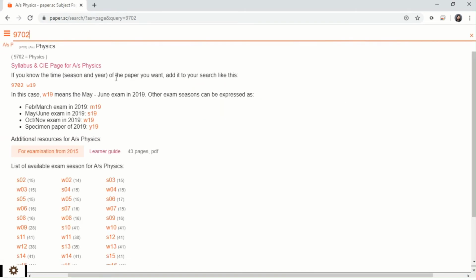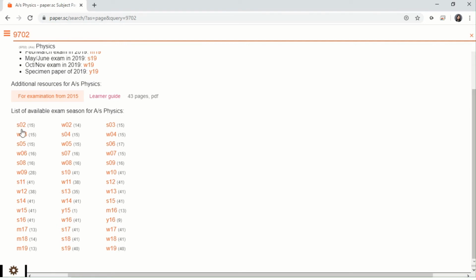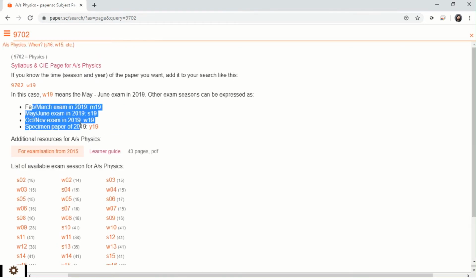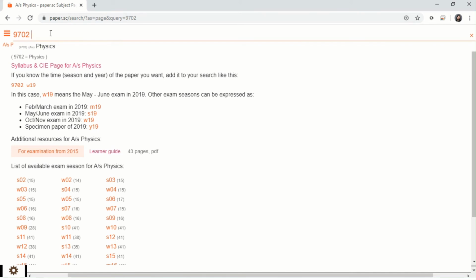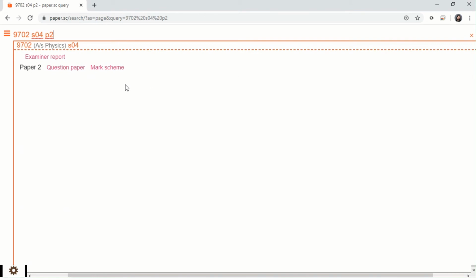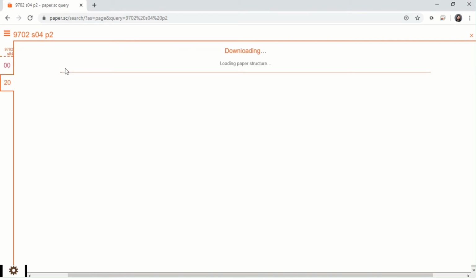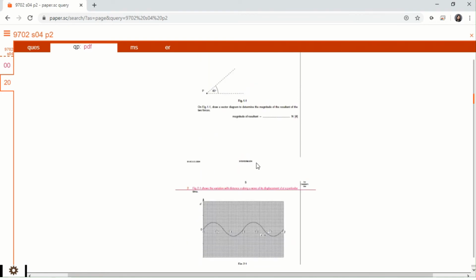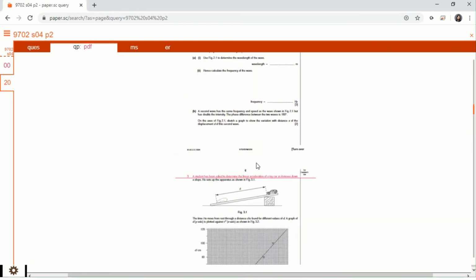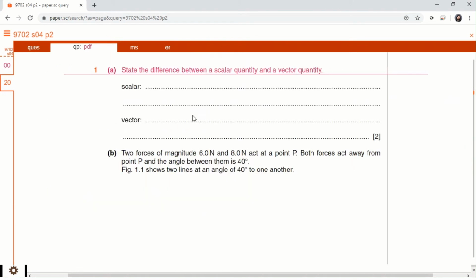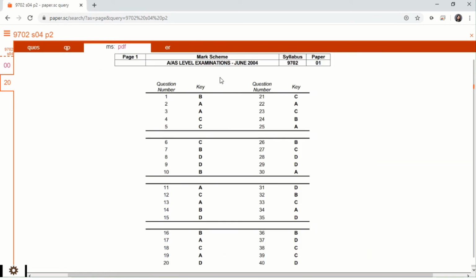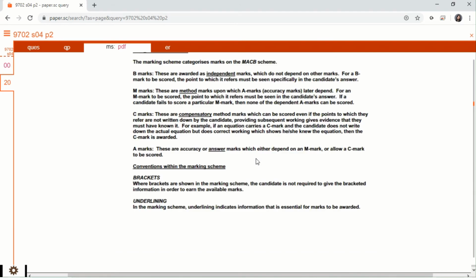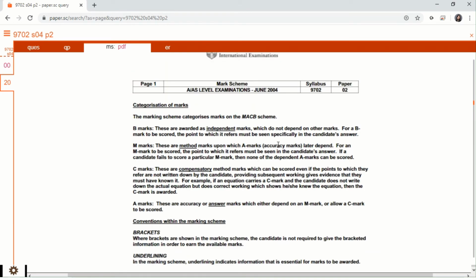You type in the physics code 9702. Plenty of past years. These WS things mean what exam season it is. So I'm going to go to spring, which is May, June 04, paper 2. Okay, so here we have the question paper. Very convenient because, wow, last time the papers looked quite different. So if I just go to any of these papers, I can click on the pink color hyperlink and click M, or mark scheme. The newer versions will say MS, and you can click there. So you can go find this, which I want to show you.